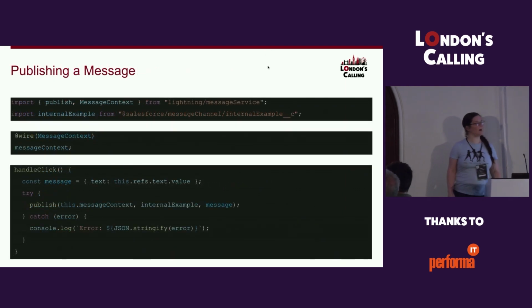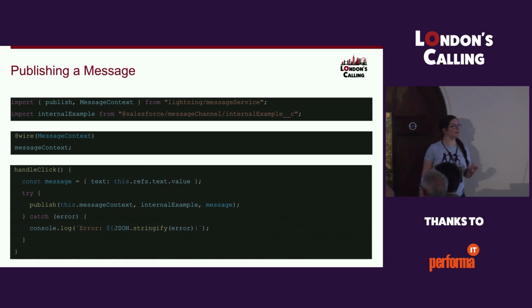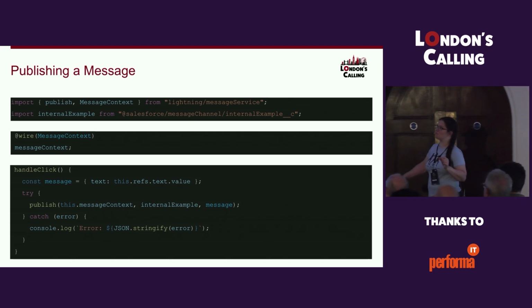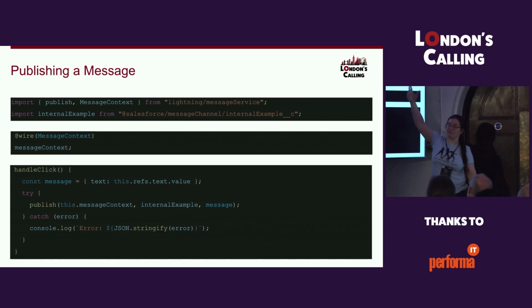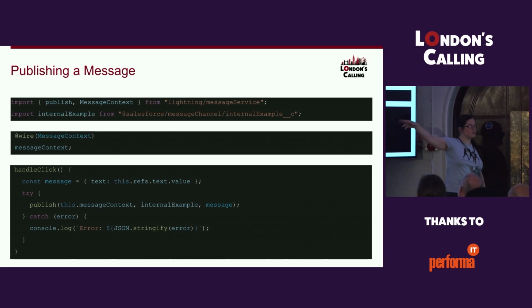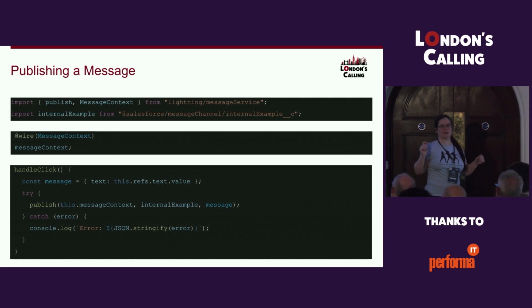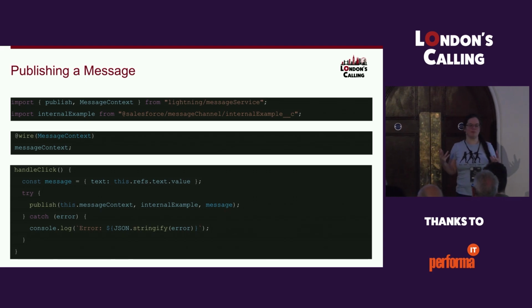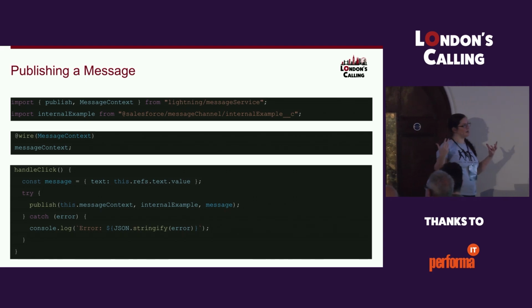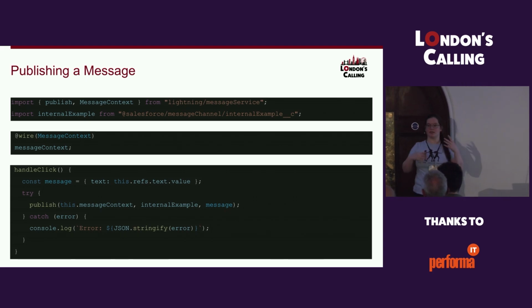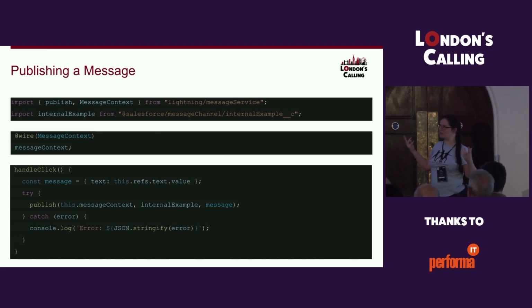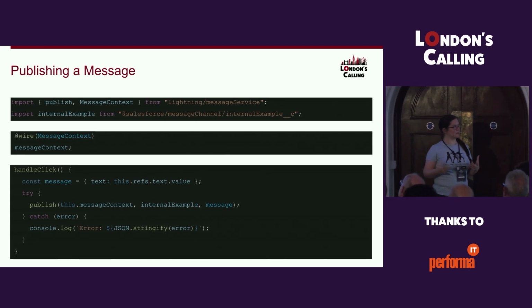So first of all, we've got publishing a message, and this is actually really easy. You need to import some things. So first, you need to import from the Lightning message service, the publish method, and then the message context. I won't go into too much detail about the message context, but it's kind of a wrapper, I guess, is the best way to say, that it will wrap around your message so that the Salesforce event bus knows the right way to deal with it. So you just need to make sure you include it.